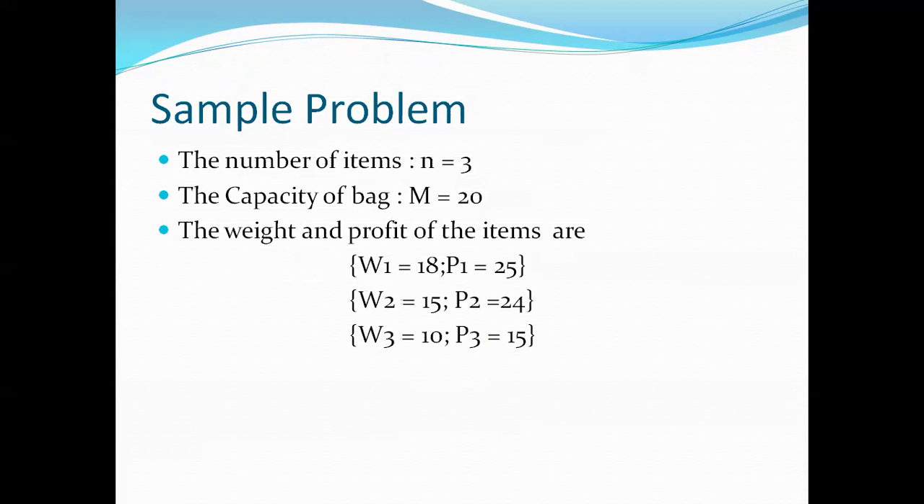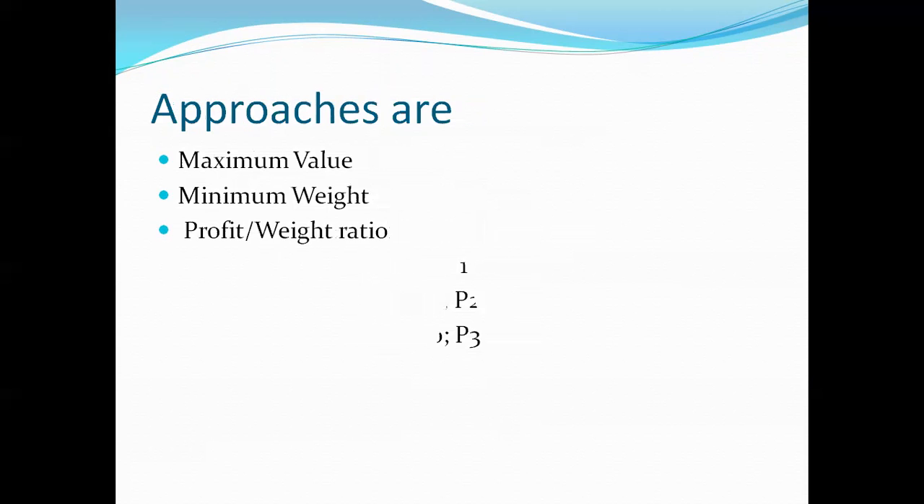Let us consider one sample problem on this greedy knapsack where N stands for the number of items provided for selection, which is taken as 3. The capacity of the bag is 20 kgs, and the weight and profit of each item are as follows. Item 1 weighs 18 kgs and gives 25 rupees of profit. Item 2 weighs 15 kgs and gives 24 rupees of profit. Item 3 weighs 10 kgs and gives 15 rupees of profit.